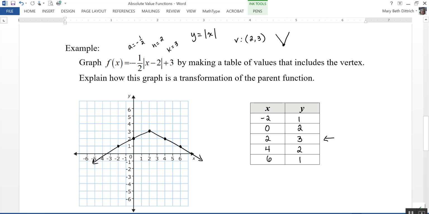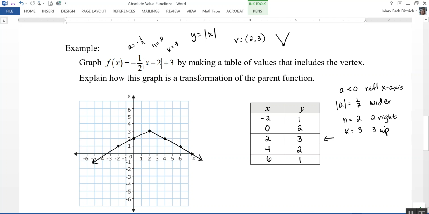Okay, and it's upside down, or it's flipped because of the negative, and it's wider because of the 1/2. So since a is less than 0, it's reflected over the x-axis. And since the absolute value of a is equal to 1/2, that means it's going to be wider. And since h is 2, it's been shifted from 0, 0, it's been shifted 2 to the right. And because k is 3, it's been shifted 3 up.